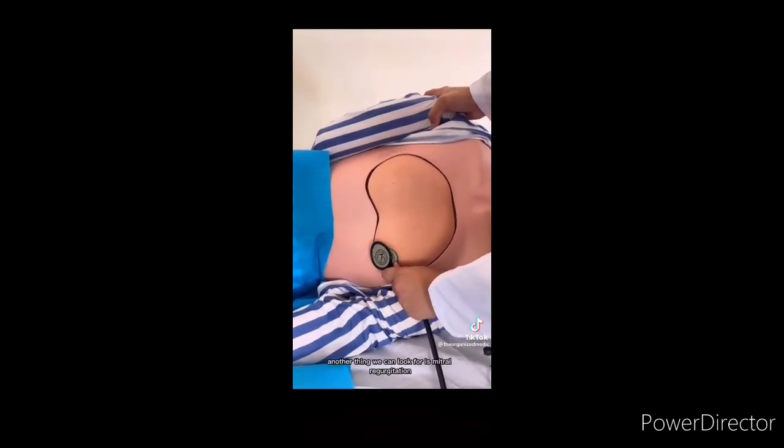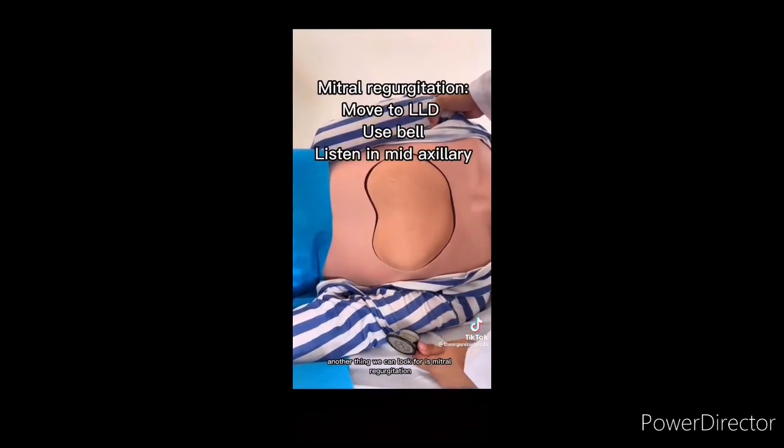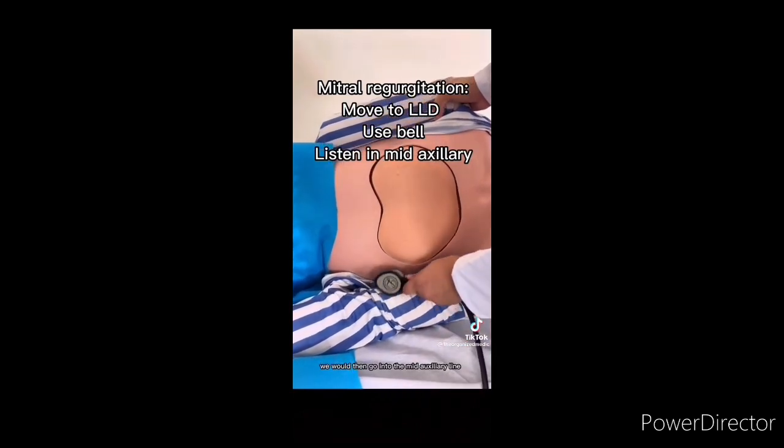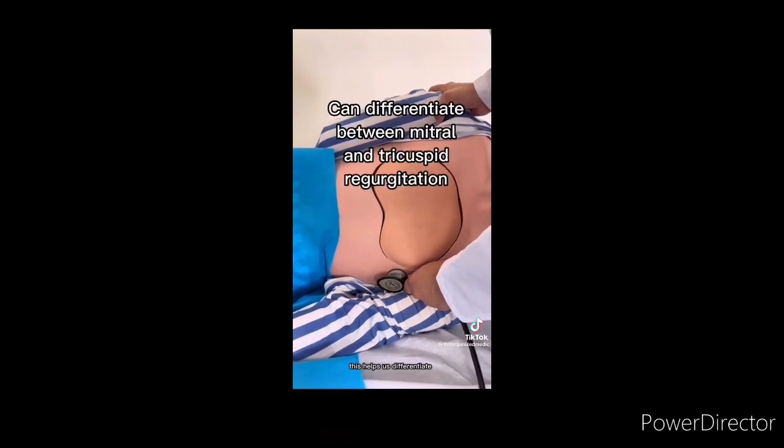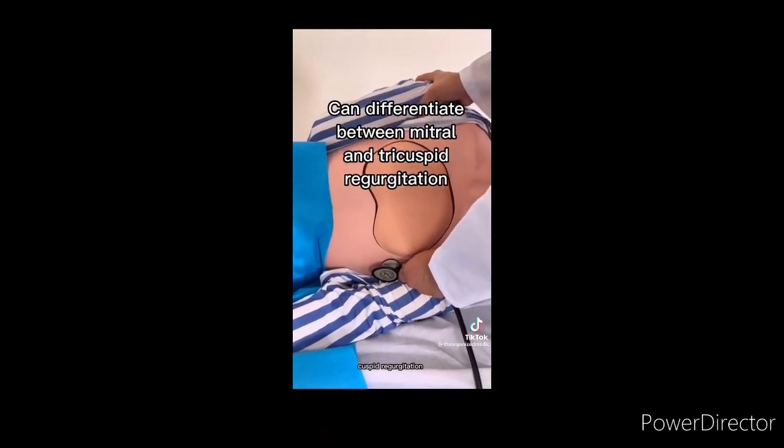Another thing we can look for is mitral regurgitation. We would then go to the mid-axillary line, place the bell of our stethoscope, and listen for mitral regurgitation. This helps us differentiate if we think it might be a tricuspid regurgitation.